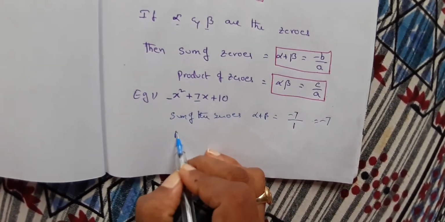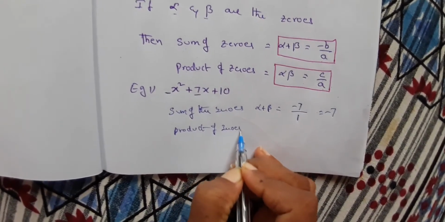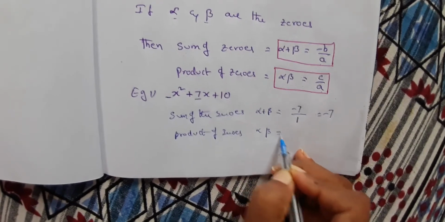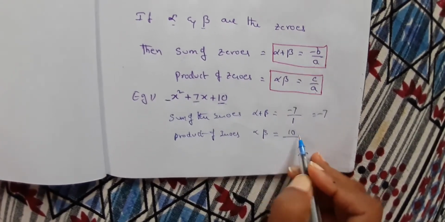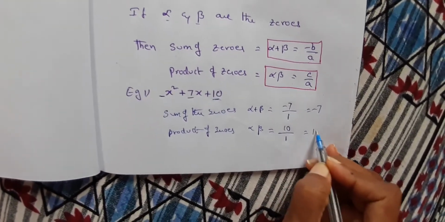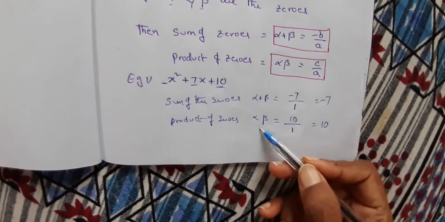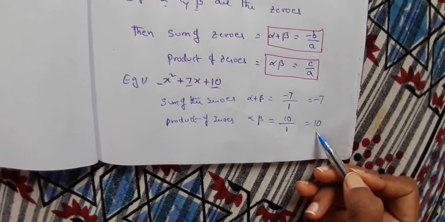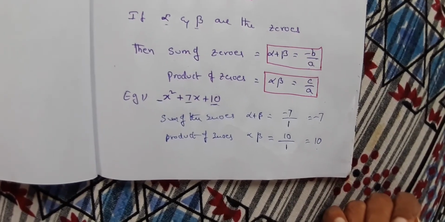And the product of zeros, alpha into beta, is equal to c by a, c being the constant term. 10 by a, the coefficient of x square, which is 1. So that is equal to 10. So alpha plus beta is equal to minus 7 and alpha into beta is equal to 10. So this is how you can find out the sum of the zeros and product of the zeros.